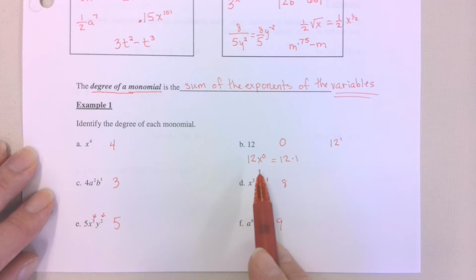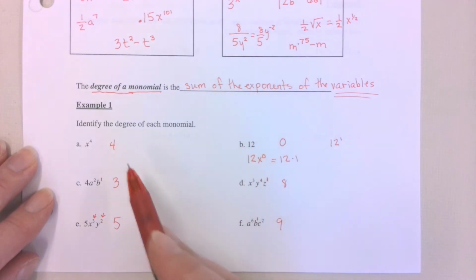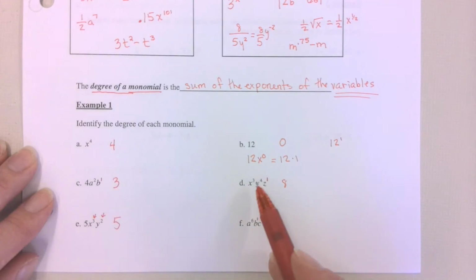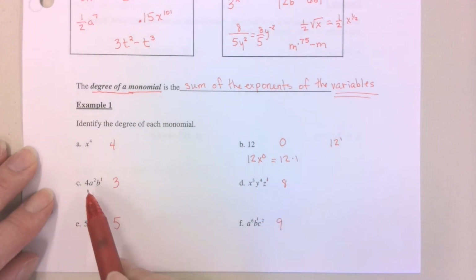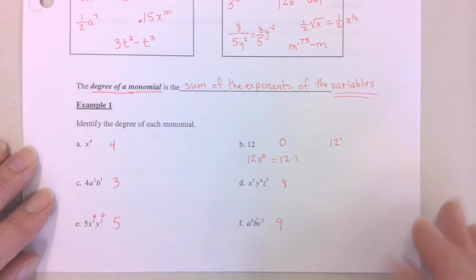Now the next thing you want to remember is that this is called a constant. That's going to come back up. All of these have variables on it, and they have a coefficient, but because they have variables, this number can change. This will always be a 12. It's considered a constant.